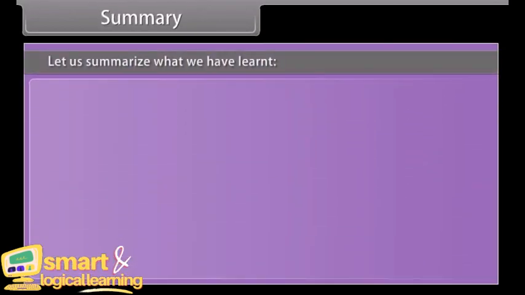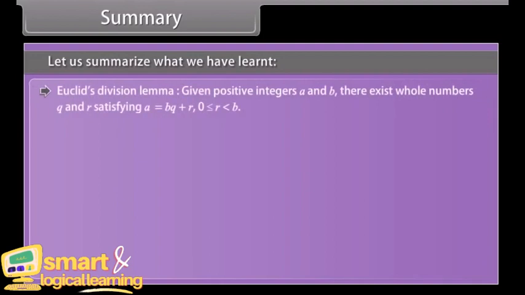Summary. Let us summarize what we have learned. Euclid's division lemma. Given positive integers a and b, there exist whole numbers q and r satisfying a equals bq plus r, 0 is smaller than or equal to r, which is smaller than b.